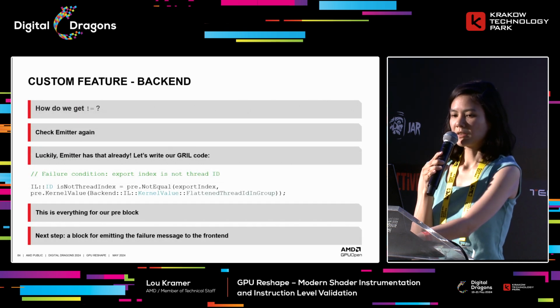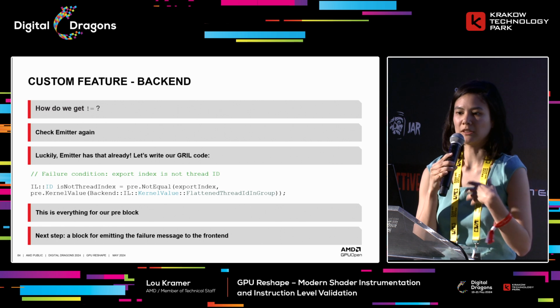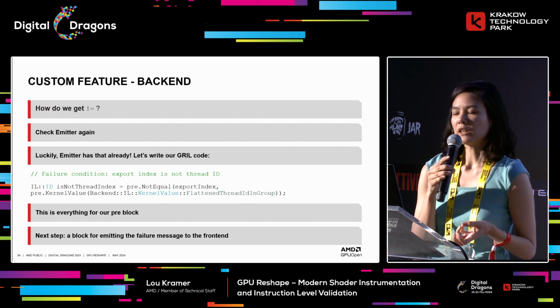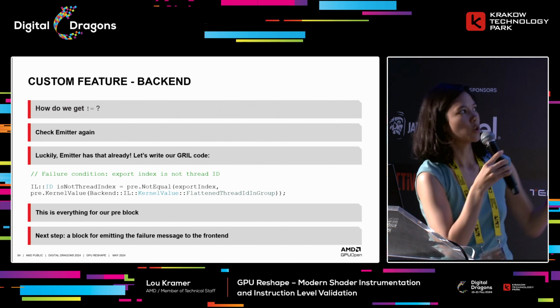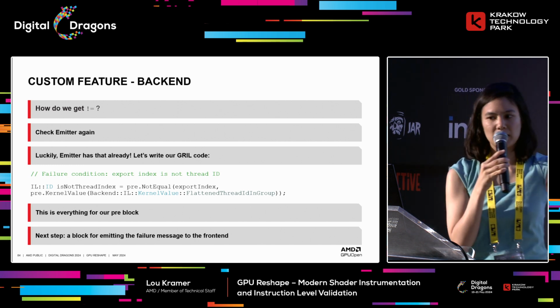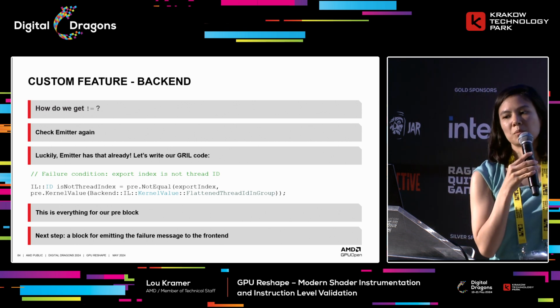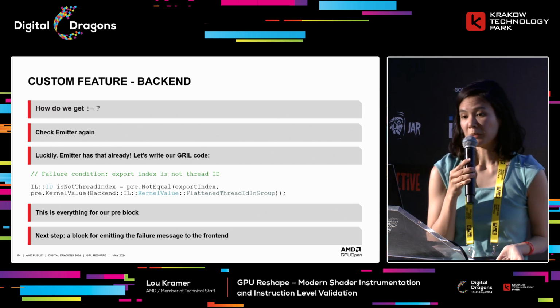And then the next missing key is the unequal. So again, we go to emitter, check if it already exists. And in this case, we are lucky because it does. So now we have all three components that we need to write our GRIL code. So it's pre-not equal export index, and then pre-kernel value flattened thread ID in group, which is the thread index that we are interested in. And that's all for our pre-block.